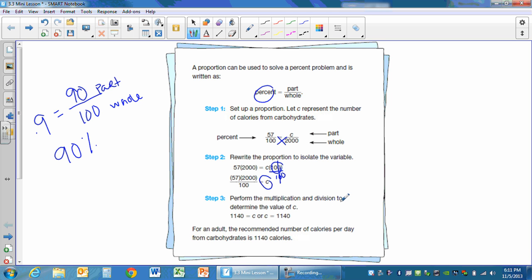Finally, you just need to perform the multiplication and division to determine the value of C, and we got a final answer of 1,140 calories coming from carbohydrates.